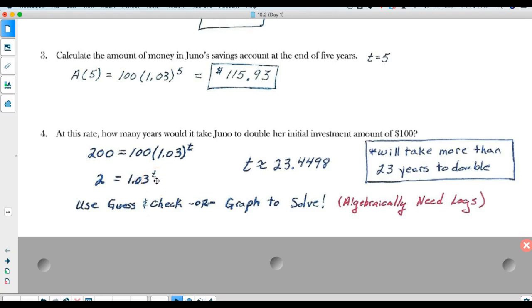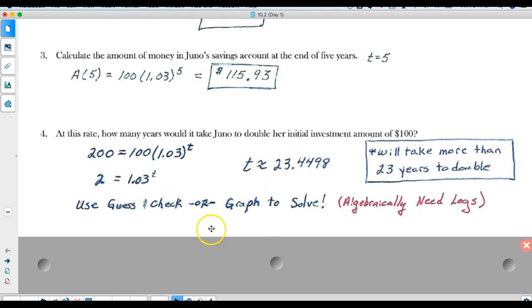Well, the only way you're going to be able to solve this right now is to use guess and check or graph and solve it, because to algebraically solve it, we need logarithms, and we didn't really teach how to do that yet. That's actually the next chapter.